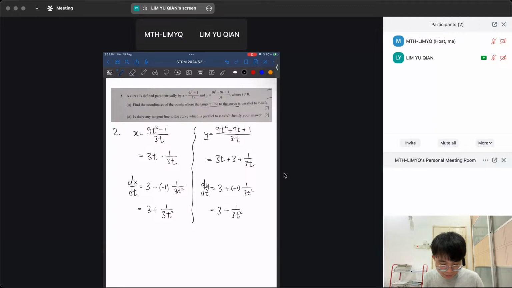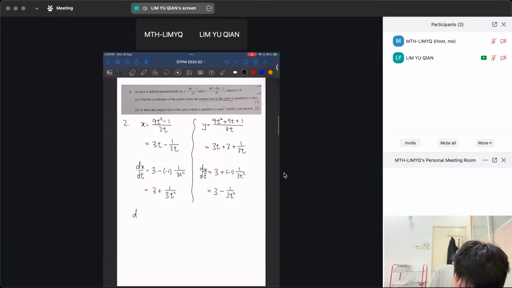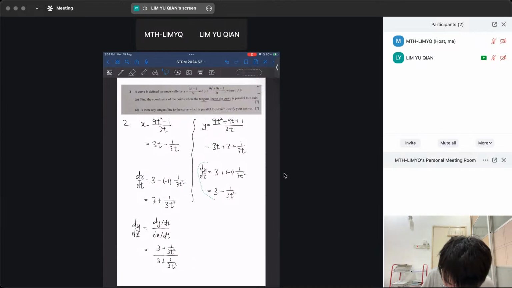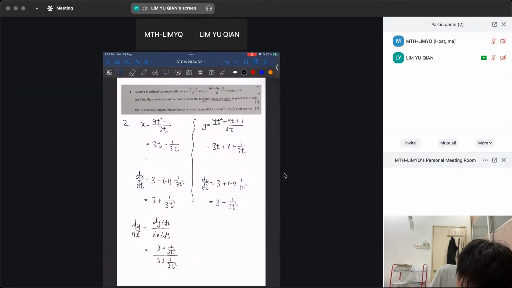And then dy dx equal to dy dt over dx dt, which is 3 minus 1 over 3t square over 3 plus 1 over 3t square. This one is always better written like 1 minus 3t to the power negative 1.